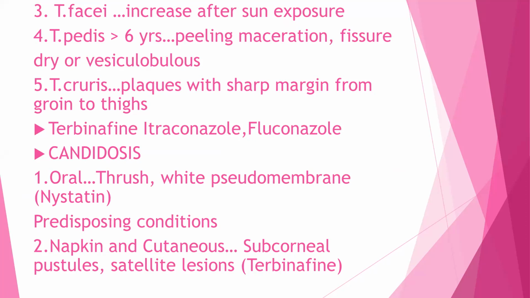Peeling, maceration, fissure, dry, or vesicular bullous lesions. There are three phases. Either the spectrum is of dry type or the wet type and an intermediate type. Tinea cruris, when these plaques occur with sharp margin from the groin to the thighs, it's called tinea cruris. Again, it's the same thing as tinea corporis, except the difference that tinea corporis is more scaly, whereas tinea cruris, being in the natural body fold, is more macerated and there is more erythema and less scaling. Treatment, terbinafine, itraconazole, fluconazole, all these are available.